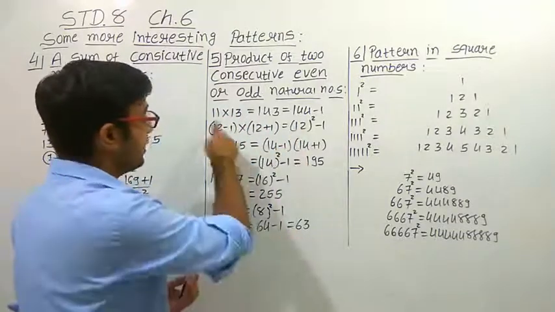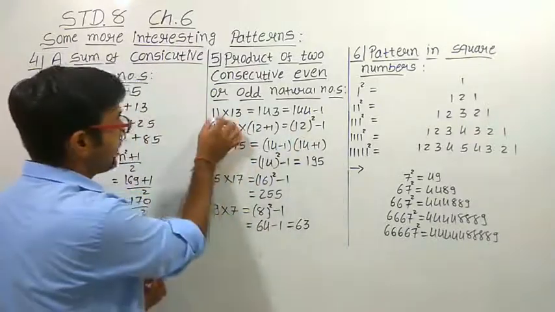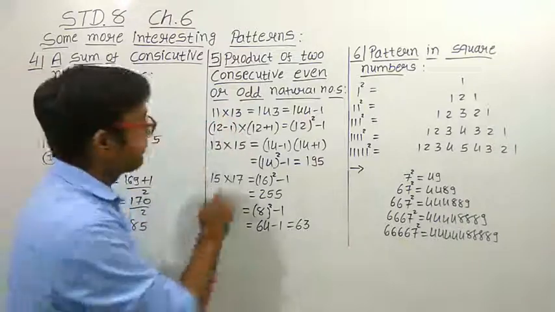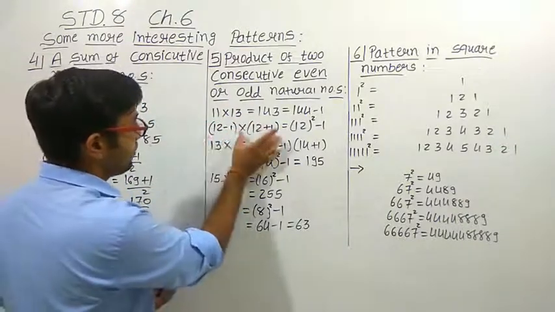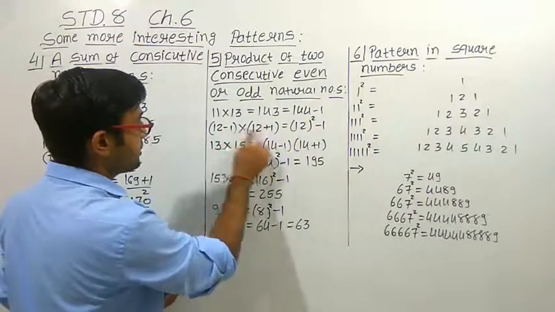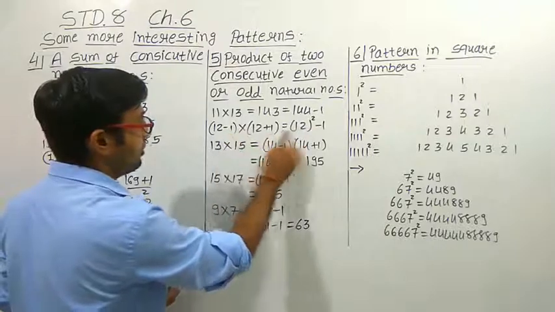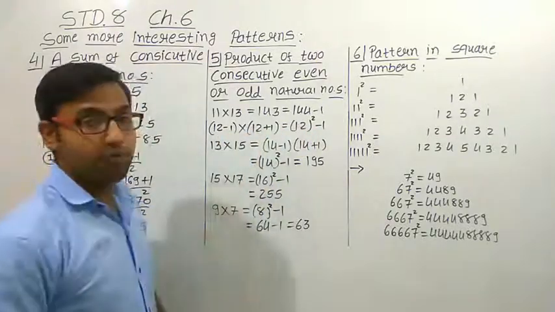See, you can see that it becomes a pattern. We can also write down 11 as 12 minus 1 and 13 as 12 plus 1, right? So 12 minus 1 and 12 plus 1 we can write as 12 square minus 1 square, and 1 as it is. So this is one kind of pattern.